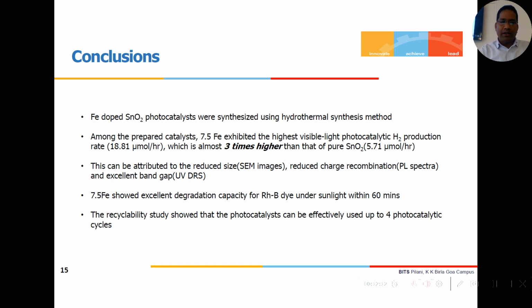This higher amount of hydrogen production can be attributed to the reduced size, which we have seen in SEM, reduced charge recombination, and also the band gap. 7.5 Fe showed excellent degradation capacity for Rhodamine-B dye under sunlight within 60 minutes. The recyclability study showed that the photocatalyst can be effectively used up to 5 cycles.